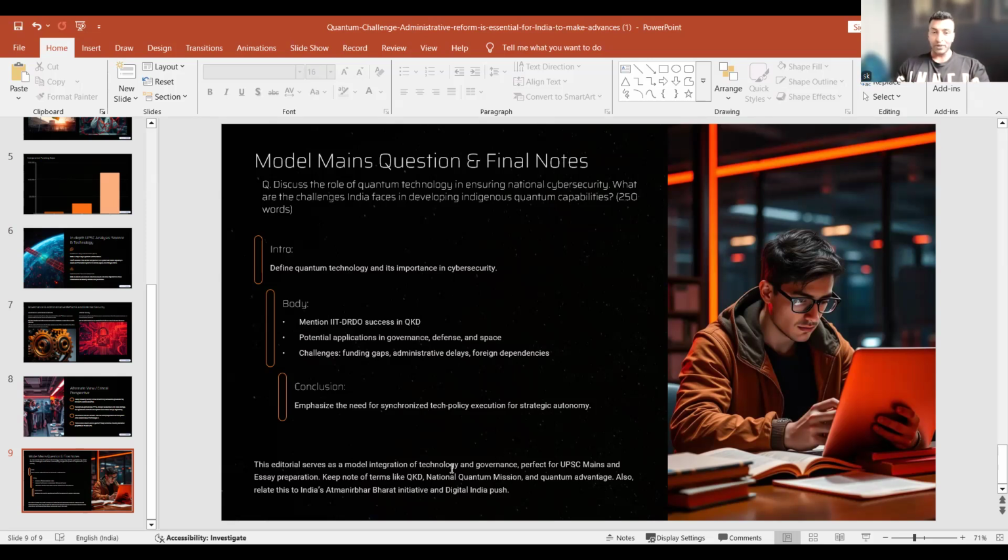So it's a very good editorial, a beautiful editorial, and it is actually showing you a model of the way you integrate technology and governance. In fact, both Paper 3 and Paper 2 are covered. So, a perfect UPSC mains topic.